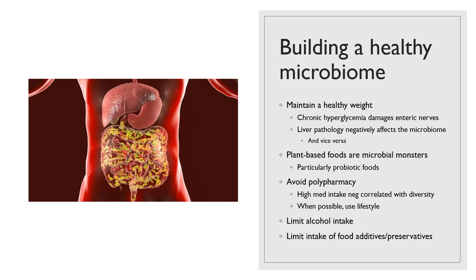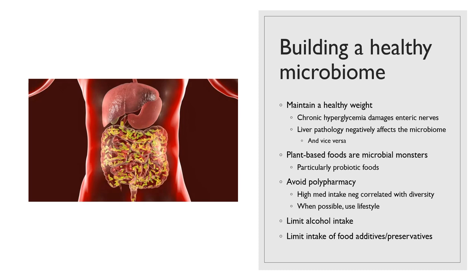We do know that chronic hyperglycemia damages enteric nerves, and our enteric nerves are going to regulate that environment. Our enteric nervous system is an autonomous nervous system that exists in our gut, it can function on its own, and damaging those nerves is going to change environmental conditions within the gut enough to kind of promote an unhealthy microbiome.